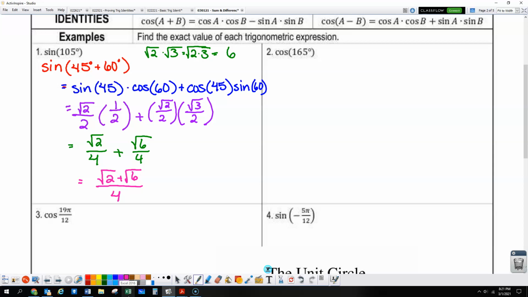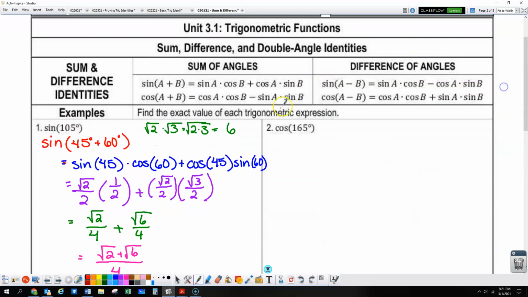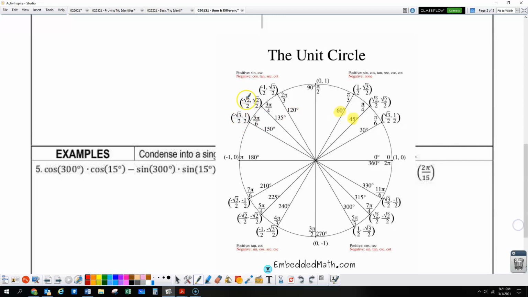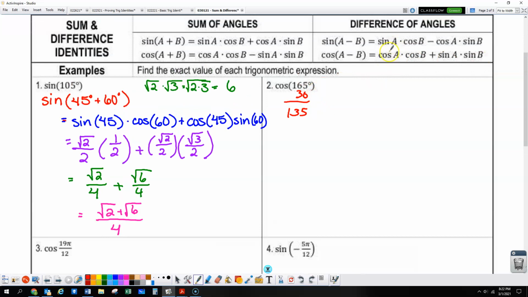All right, go ahead and try number 2. All right, number 2. So cosine of 165. If I subtract our first angle, which is 30 degrees, I would get 135. Let's check if that's an angle on our unit circle. It is, right? So 30 and 135. That means I can write this as cosine of 30 degrees plus 135 degrees.